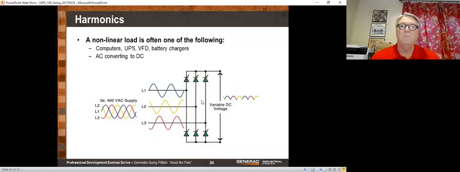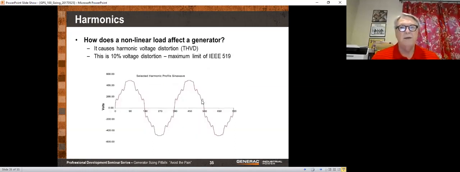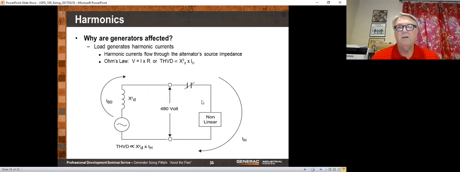Now let's talk about harmonics a little bit. We've had several sessions on harmonics if you've been a part of that, but harmonics are caused by all solid state loads, and they basically are high frequency currents that go back into your power system. Harmonics are very important. They can distort your voltage waveform, but in a generator, they also create much higher voltage distortion than it would on the utility.